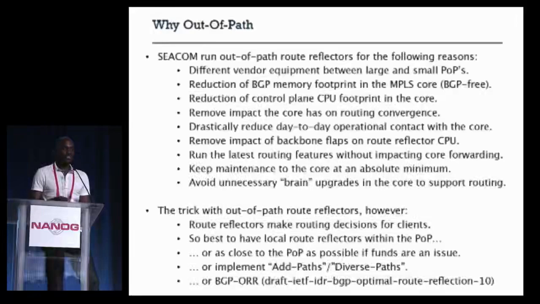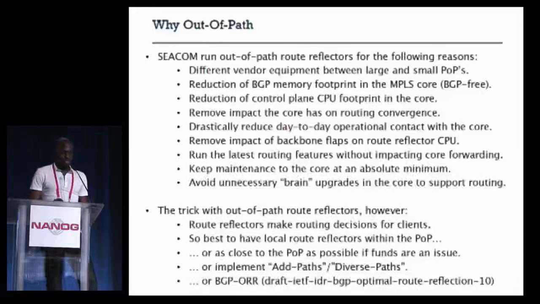For day-to-day operations, the NOC can stay away from the core routers, which tends to be a very good thing. Any backbone flaps in the core don't translate into CPU impact on your routing, which is great. You can run the latest features for routing and not have to worry about how that would affect your core. That also means you can run slightly older RPs or control planes in your core, and you don't have to upgrade those because you're not running them as a route reflector.